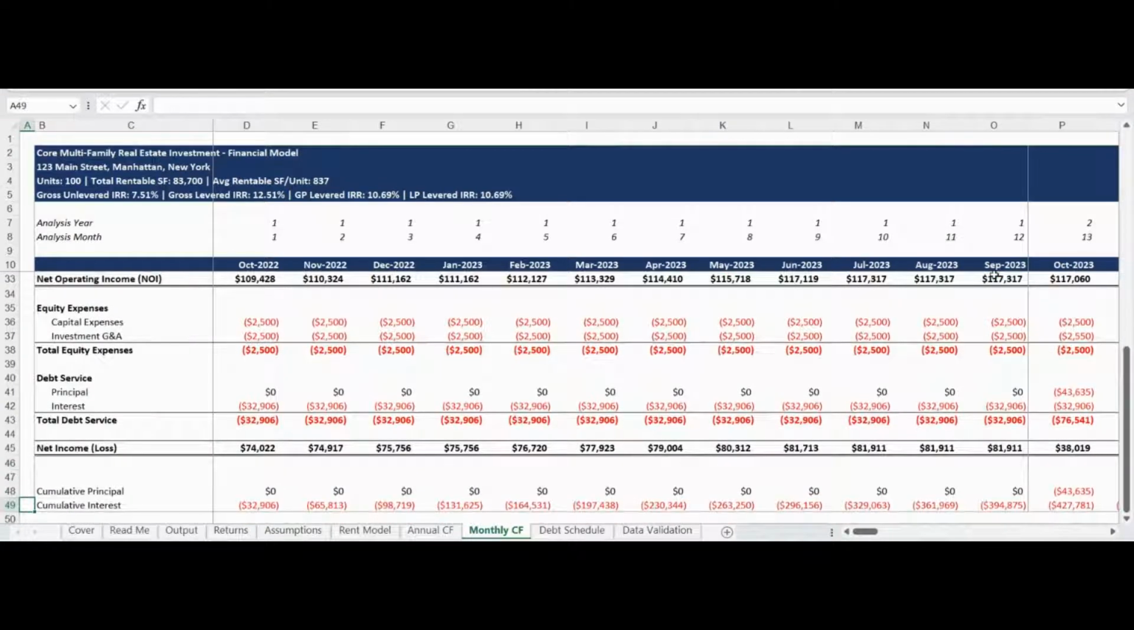Below the line expenses are then deducted from net operating income. Capital expenditures are costs for improvements to the property that are longer term in nature and can be depreciated. These costs are deducted as they are a cash expense. Investment general and administrative expenses are for items like tax returns for investors or audit expenses. Debt service, including both principal and interest, are also deducted before determining the periodic net monthly income or loss.